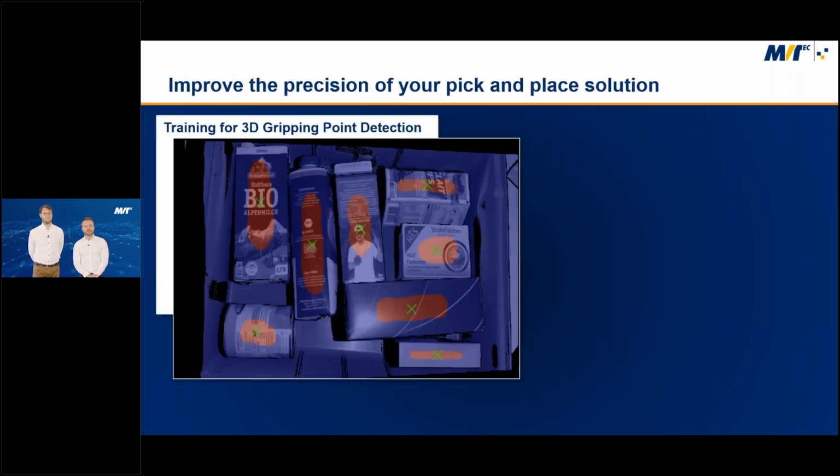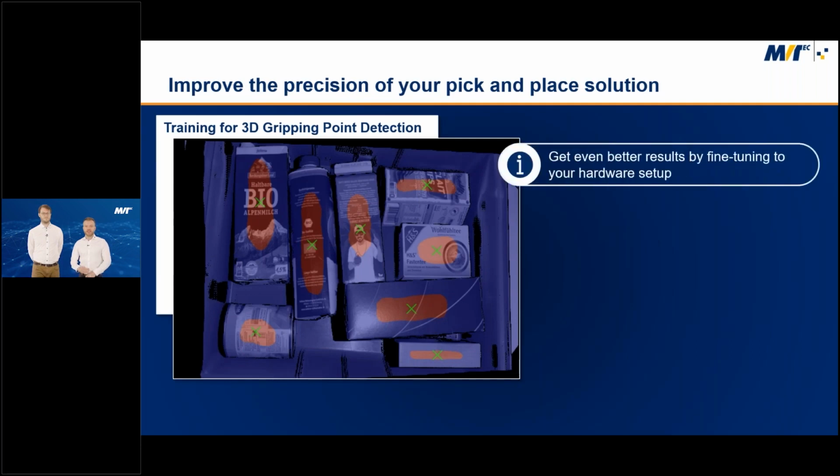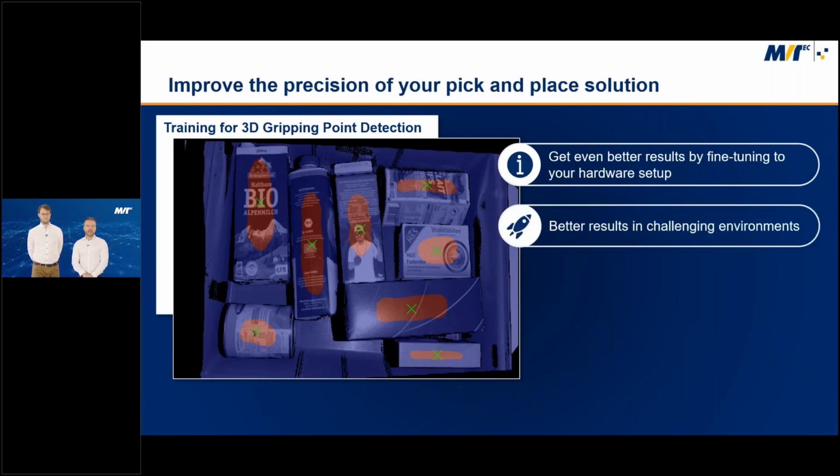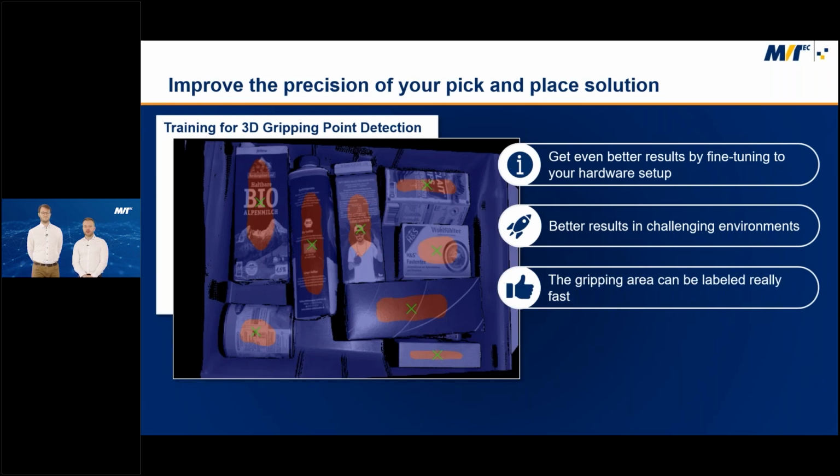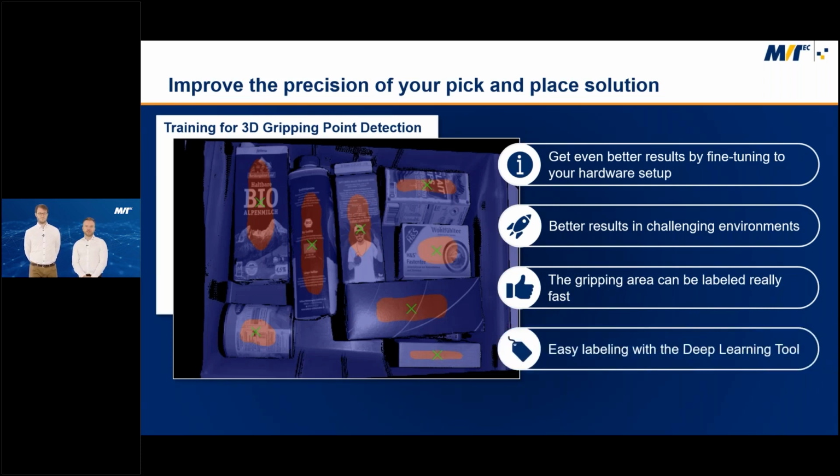So with the new 3D gripping point detection training, you can really improve your pick-and-place solutions. So you get better results on your specific hardware setup, or if you have a really challenging environment with a lot of ambient light or so on, you can also get better results in this environment. And the labeling effort is really low, so you only have to coarsely label the gripping areas, which is really fast. And the whole labeling, again, can be done in our deep learning tool. That's really convenient.